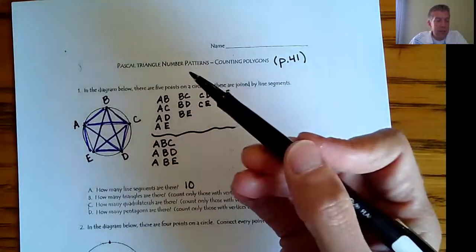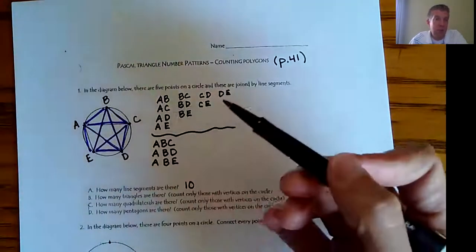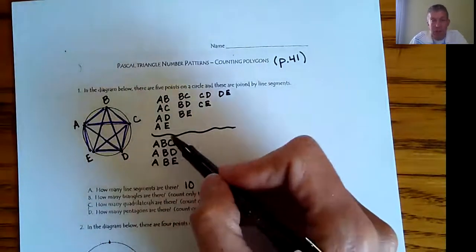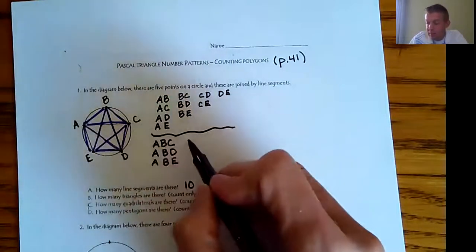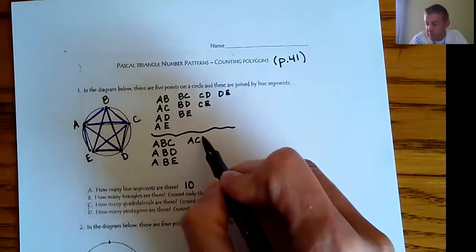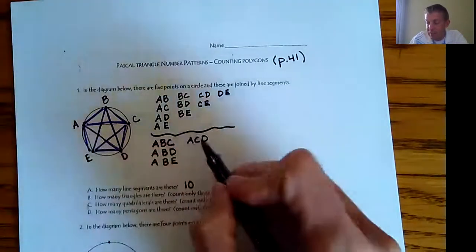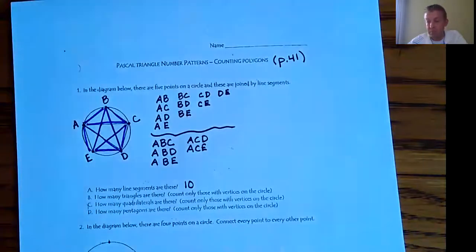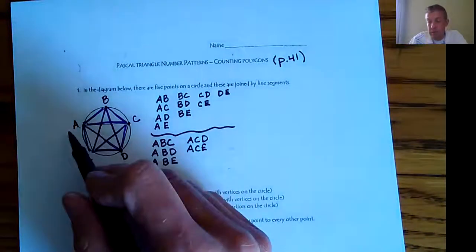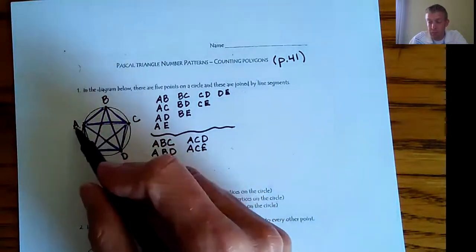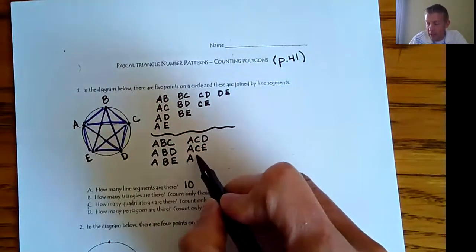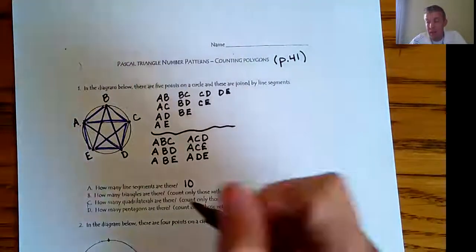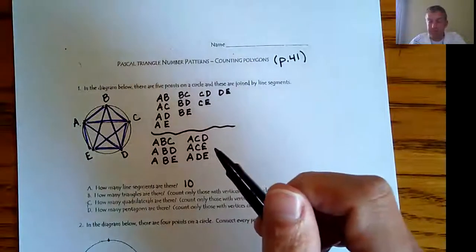So what would it make sense to do next? Let's do AC. I don't need ACB for the same reason. That's the same as triangle ABC. But if I do ACD and ACE, I'll get those 2. Now we've done all the ABs, we've done all the ACs. Go for the ADs. ADE is the only one you can do, I think. So now I've taken care of everything that starts with A.